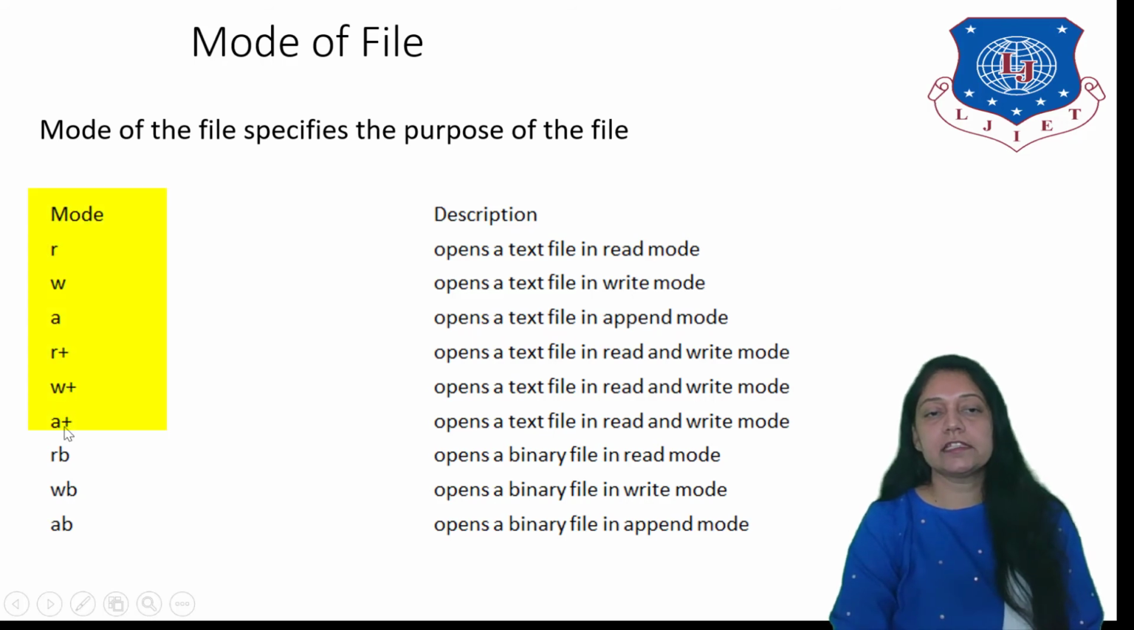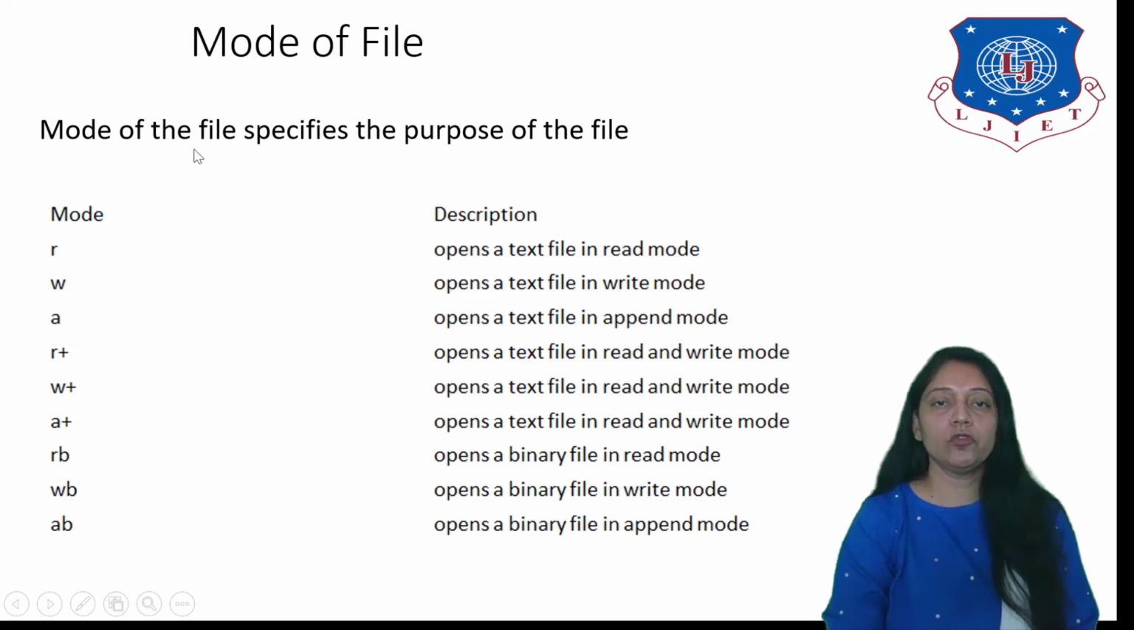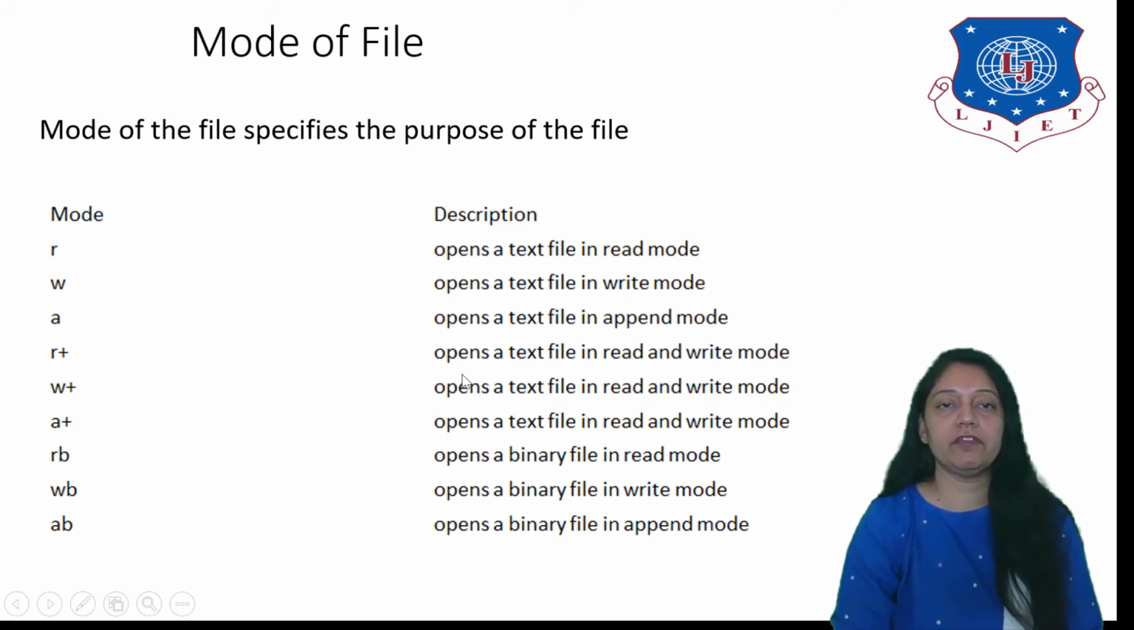Now these six modes r, w, a and r+, w+, a+ are used in character files, or you can say text files. We have another kind of file, that is binary files. If you want to read, write and append in a binary file, we have to use modes rb, wb and ab. rb is for reading a binary file, wb is for writing into a binary file, and ab is for appending in a binary file. We have seen how to open a file by giving a proper name to the file and what mode we are going to give.